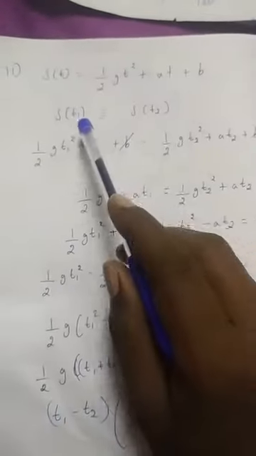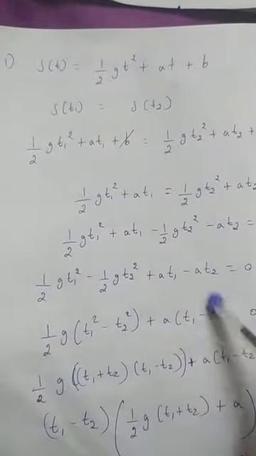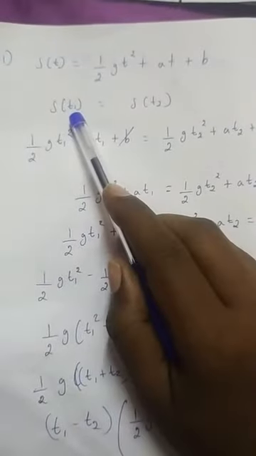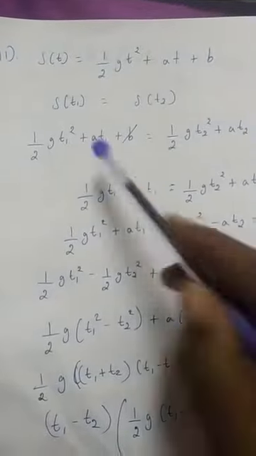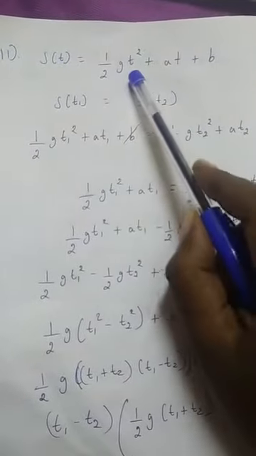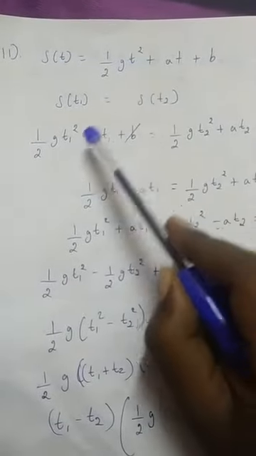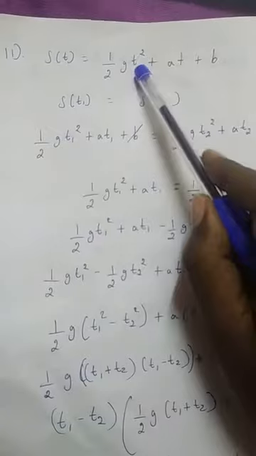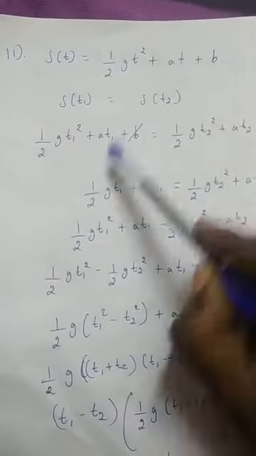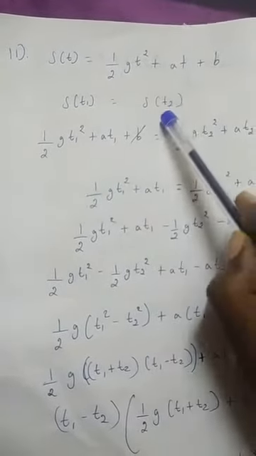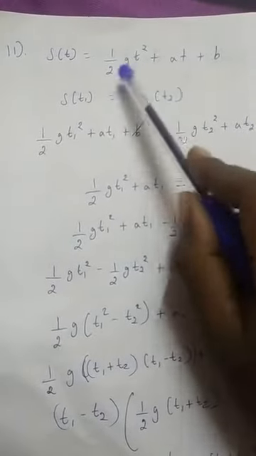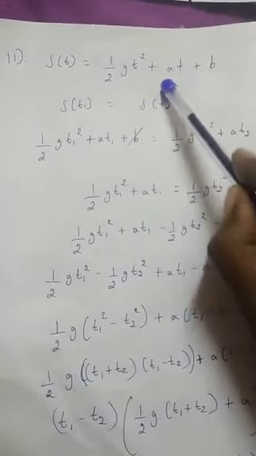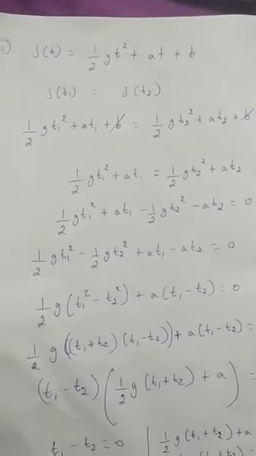So let's check. S of t1 is equal to s of t2. What do you mean by s of t1? We have to substitute t1 in the place of t in this equation. So in the place of t, I have to substitute t1. So 1 by 2 g t1 square plus a t1 plus b is equal to s of t2. T2 means what? I have to substitute t2 in the place of t. Therefore 1 by 2 g t2 square plus a t2 plus b.